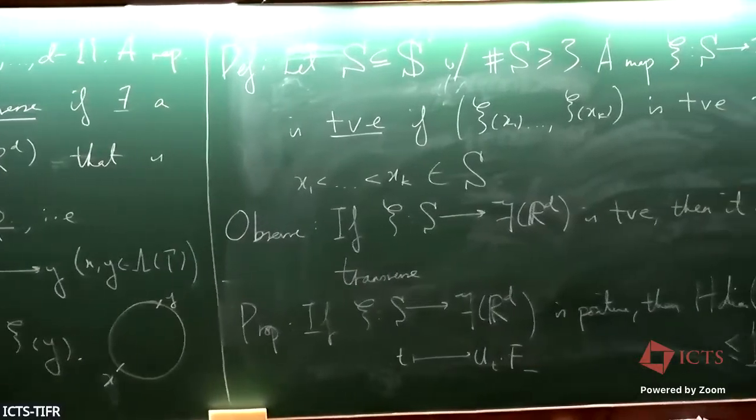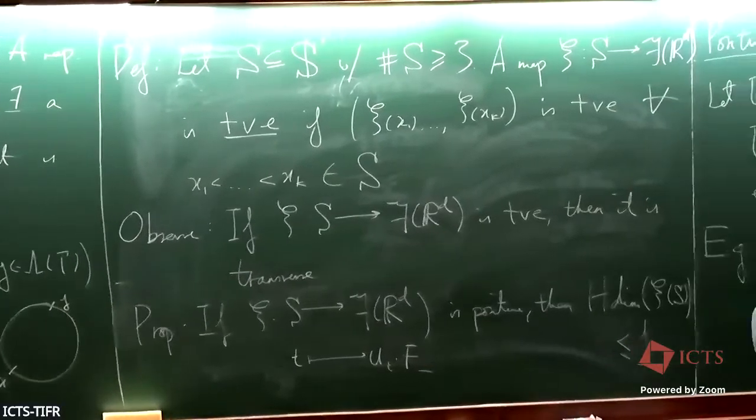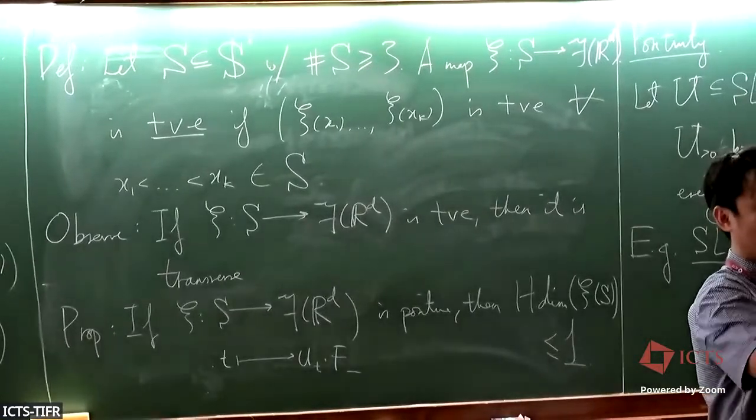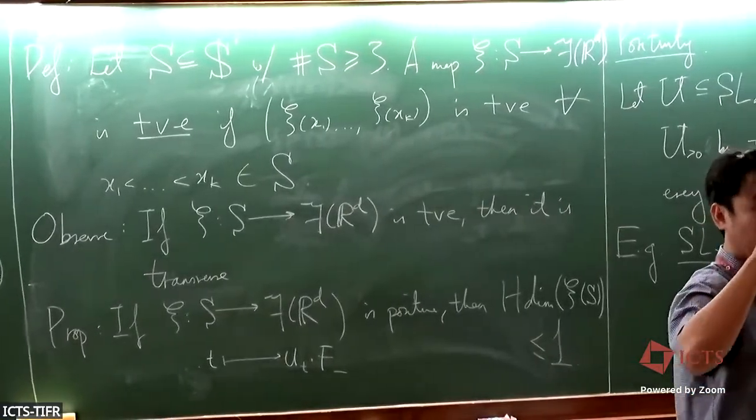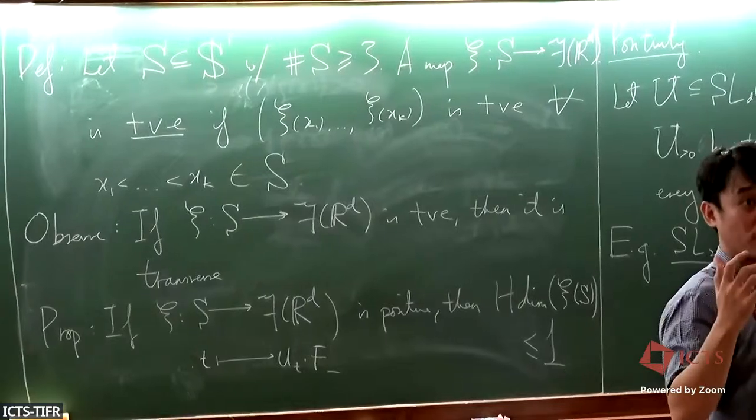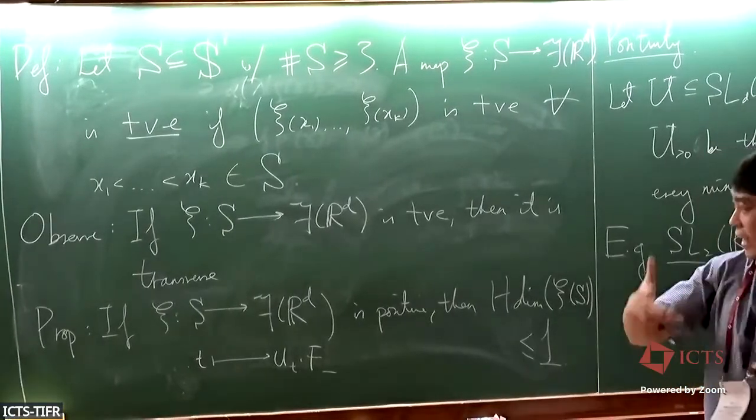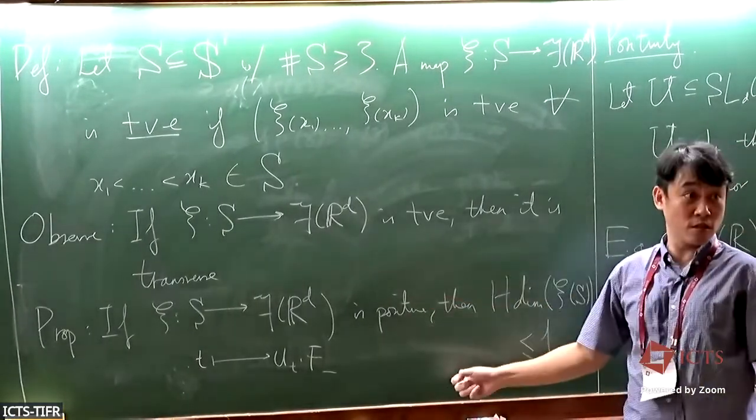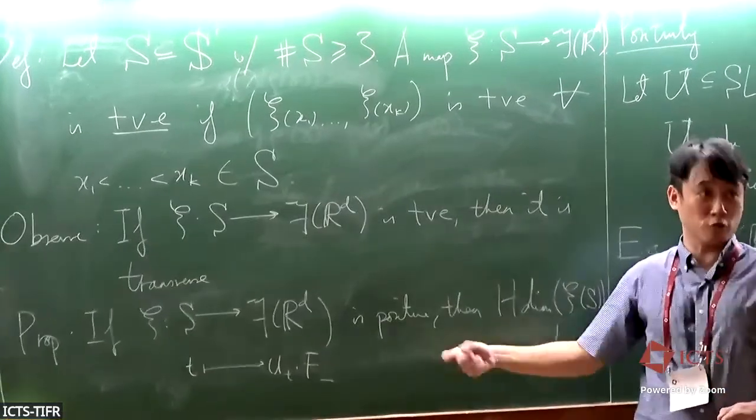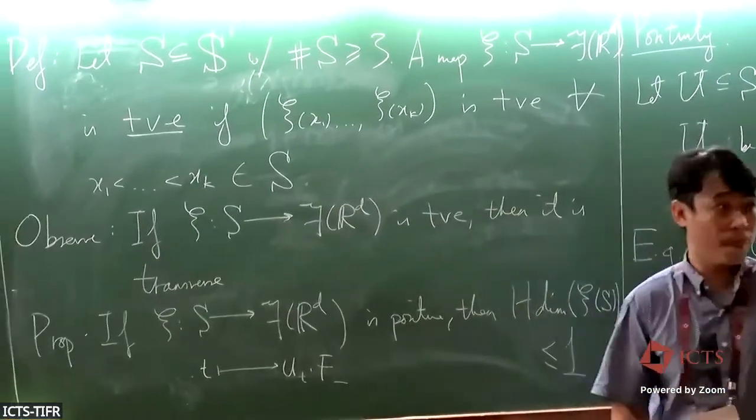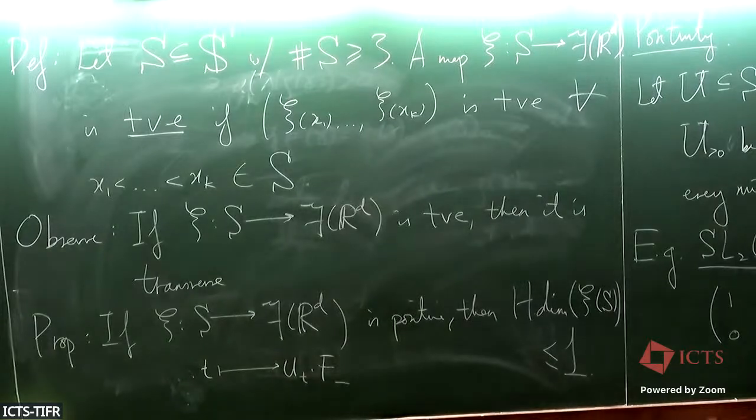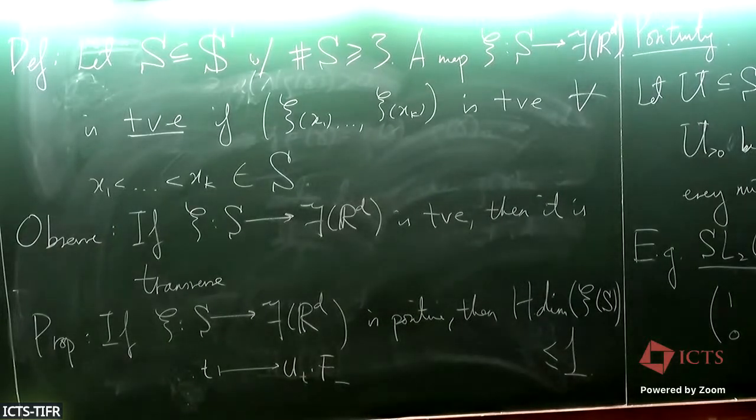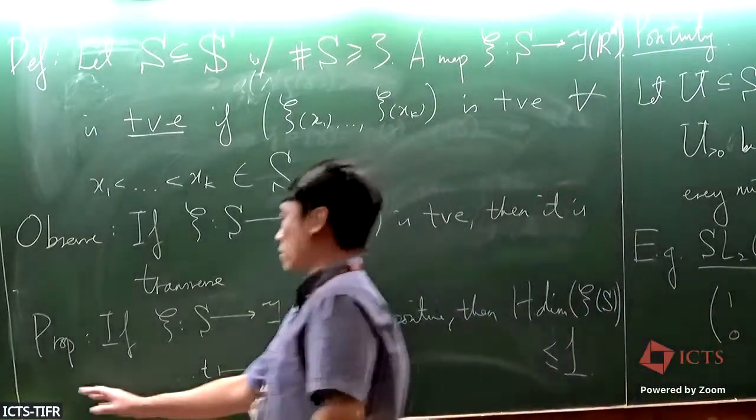Now, there's this well-known fact that if you have a function from a subset of R to R that is monotonic, then its graph has Hausdorff dimension at most 1. You use that same argument, you can prove this proposition. Okay, the monotonicity gives you that the Hausdorff dimension is at most 1. So, proposition.